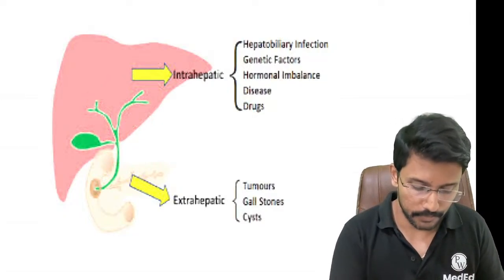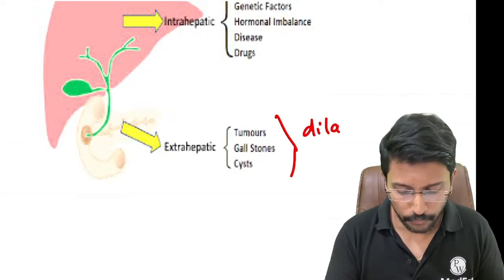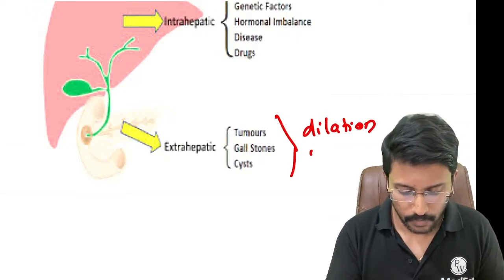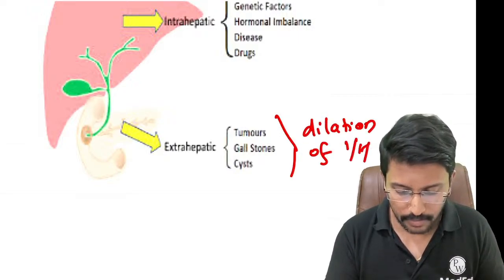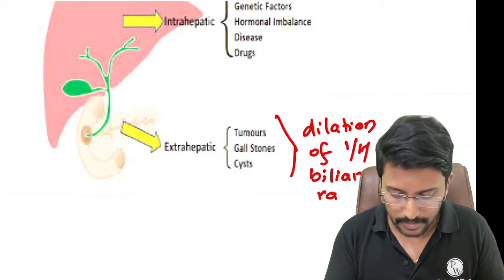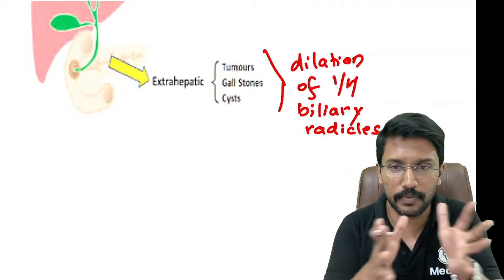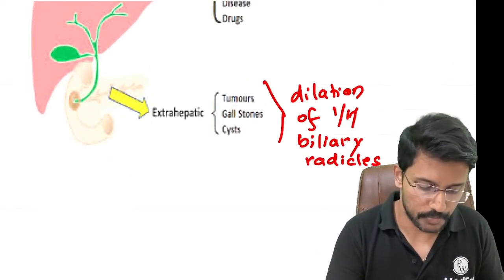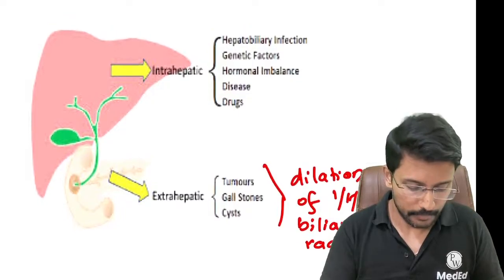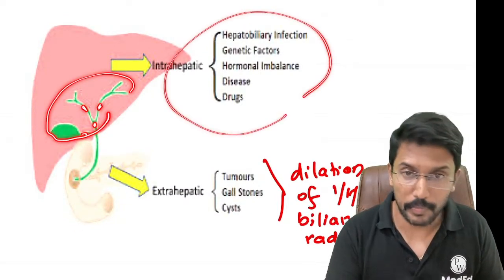So whenever we have extrahepatic obstruction, there will be dilatation of intrahepatic biliary radicals, the bile ducts. So bile ducts inside the liver will get dilated because there is an obstruction outside. If the obstruction is inside, obviously these intrahepatic biliary radicals will not be dilated.